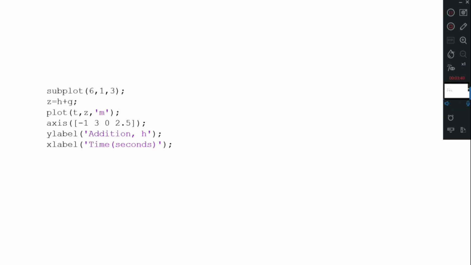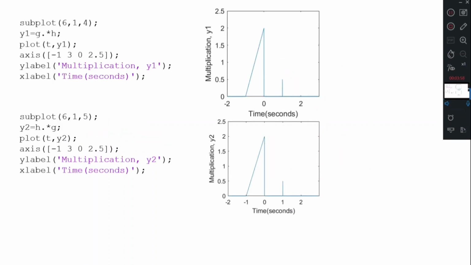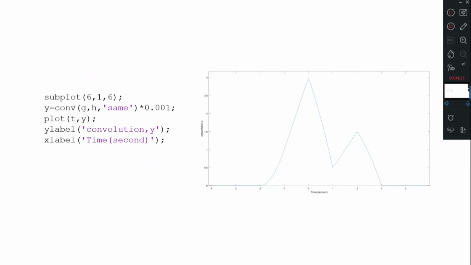And next, in these lines, they are not much different, but we plot a new thing called z, which will equal h plus g. And the graph will look like this. Next, it's also similar, but we set y1 equal to g times h and y2 equal to h times g. And these two graphs will be produced. Lastly, we set y equal to the convolution of g and h. Then, we get a graph like the one shown on the right side. I will have my teammate, Yue Yang, explain them.